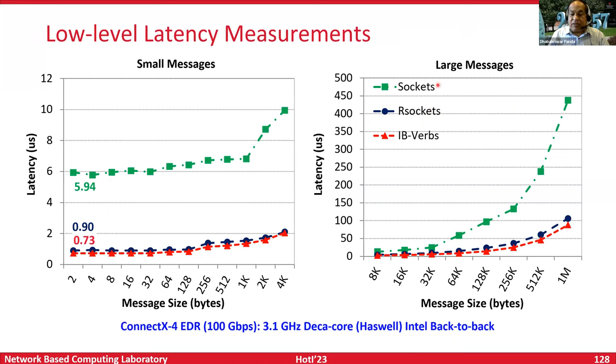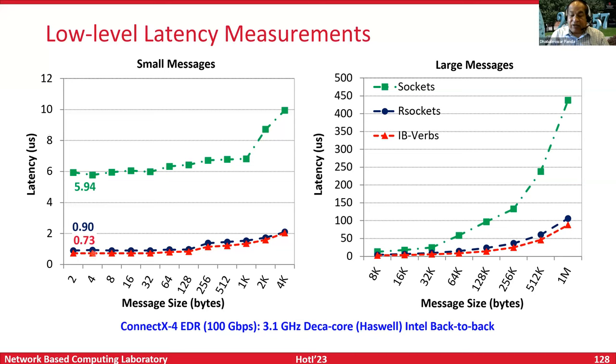And then we talked about all these sockets, R socket and InfiniBand verbs. So there is a clear difference. So this sockets here is pure TCP/IP. It takes around, on the same adapter, when you run with TCP/IP, we talked about that IP over IB protocol, which does TCP/IP over InfiniBand, it takes around 6 microseconds to send even a small 4 bytes of data. But on InfiniBand, it comes to 0.73.